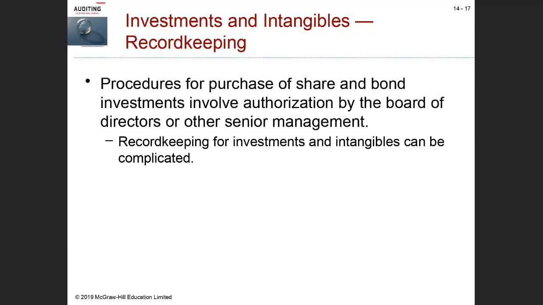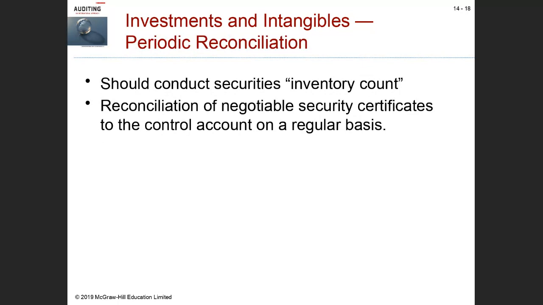But again, someone has to have control over the record keeping. Who is in charge of ensuring that the proper balances are maintained for the shares that we own, for the bonds that we own? So again, we'll be looking for segregation of duties there to have someone in charge of ensuring the record keeping is accurate. Periodic reconciliation, again, is discussed on page 629.